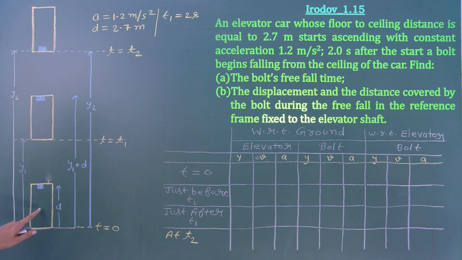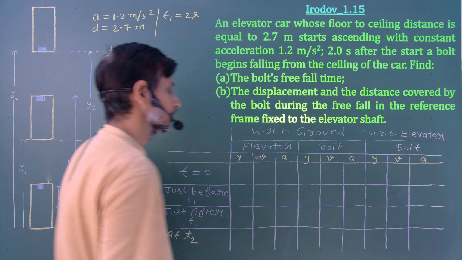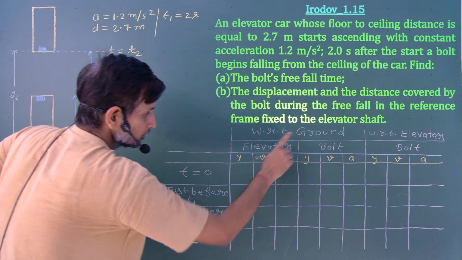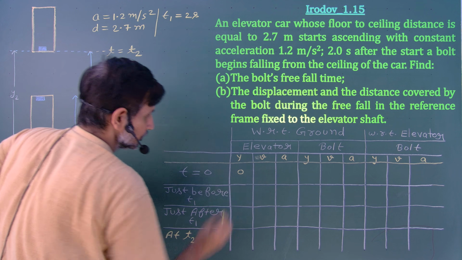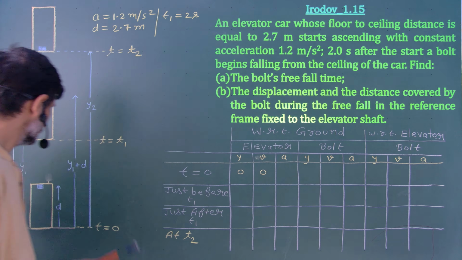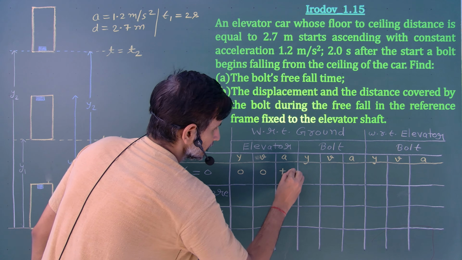So initially this is the situation of elevator at time t equal to 0. Now we can solve this problem in two reference frames, one with respect to ground and other with respect to elevator. So I use both ways, and let us see how we can calculate the things. At time t equal to 0, the floor of elevator is in touch with ground. So with respect to ground, the position of elevator is 0. Initially elevator is at rest, so its velocity is 0. Now at that moment it starts accelerating, so its acceleration is plus a.